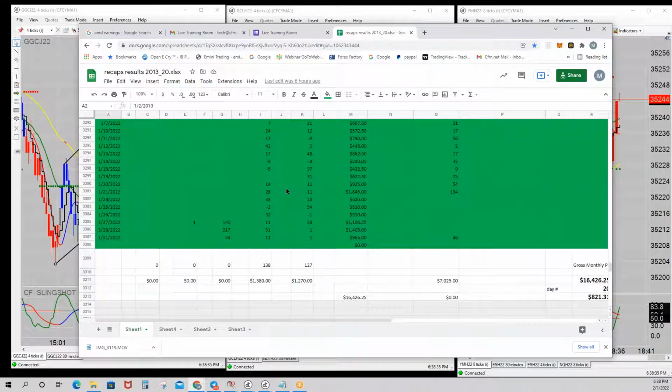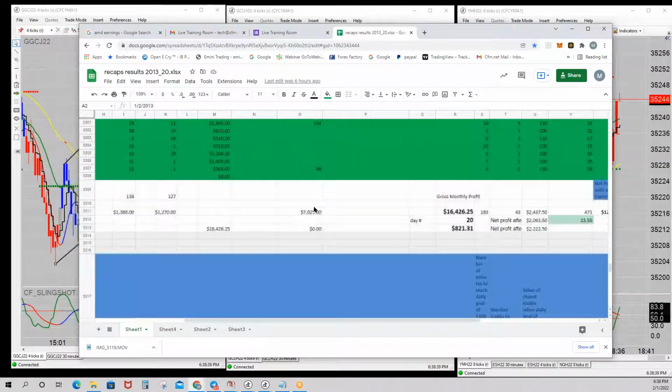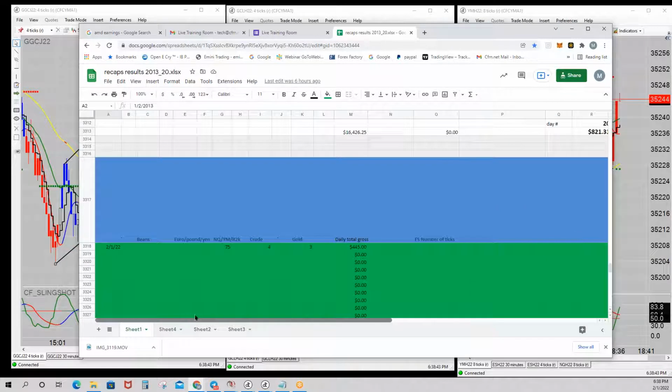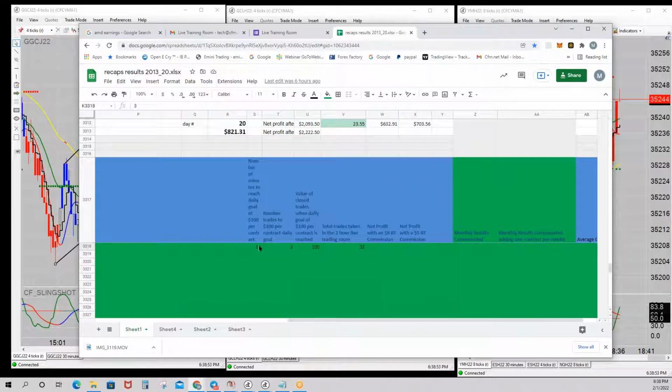Okay, this is the month of January. So we just wrapped up January. It's February 1st today, 2022. And so this is how we ended up this morning. 2/1/22. It's 75 ticks on YM, 4 ticks in crude, 3 ticks in gold, and we didn't trade the ES because it was messed up again this morning. Today it took 13 minutes and 2 trades to get to the goal for the day.